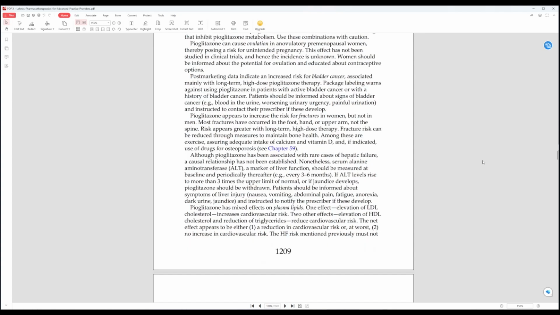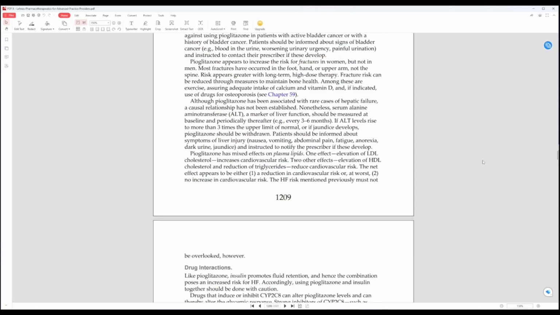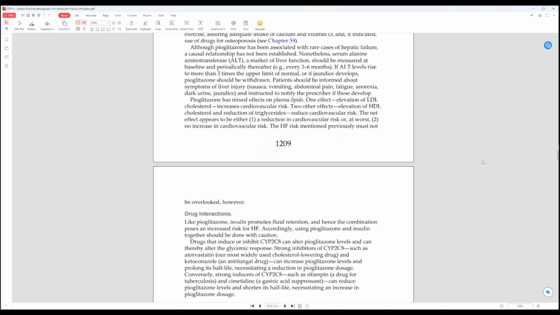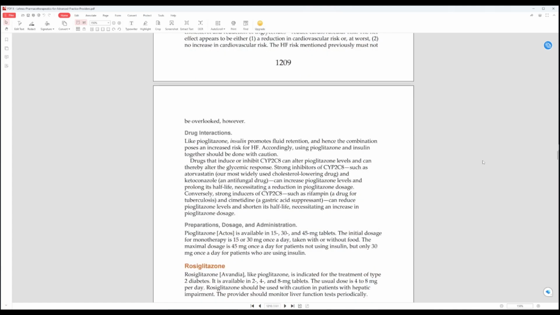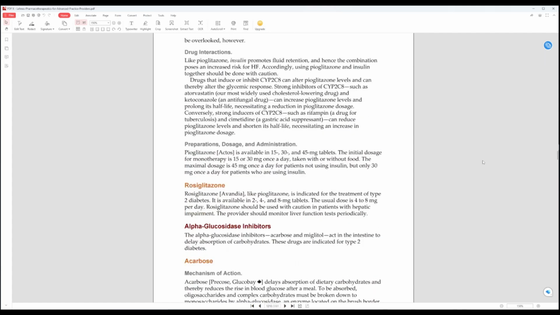Pioglitazone has mixed effects on plasma lipids. One effect, the elevation of LDL cholesterol, increases cardiovascular risk. Two other effects, elevation of HDL cholesterol and reduction of triglycerides, reduce cardiovascular risk. The net effect appears to be either a reduction in cardiovascular risk or, at worst, no increase in cardiovascular risk. The heart failure risk mentioned previously must not be overlooked, however. So, drug interactions. Like pioglitazone, insulin promotes fluid retention, and therefore the combination poses an increased risk for heart failure.